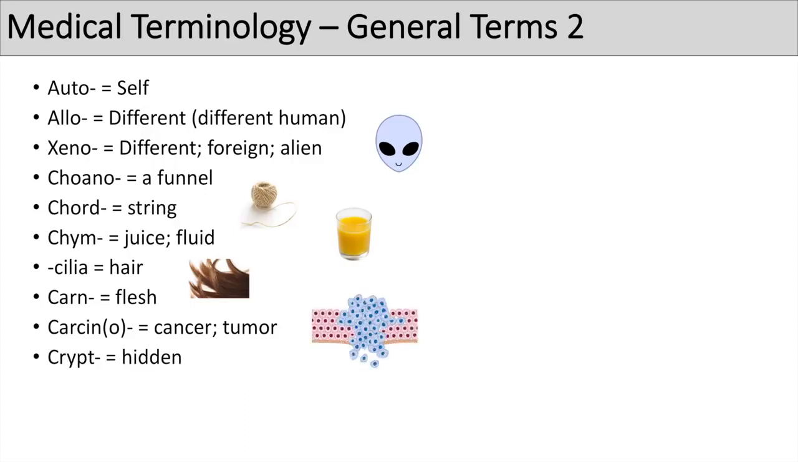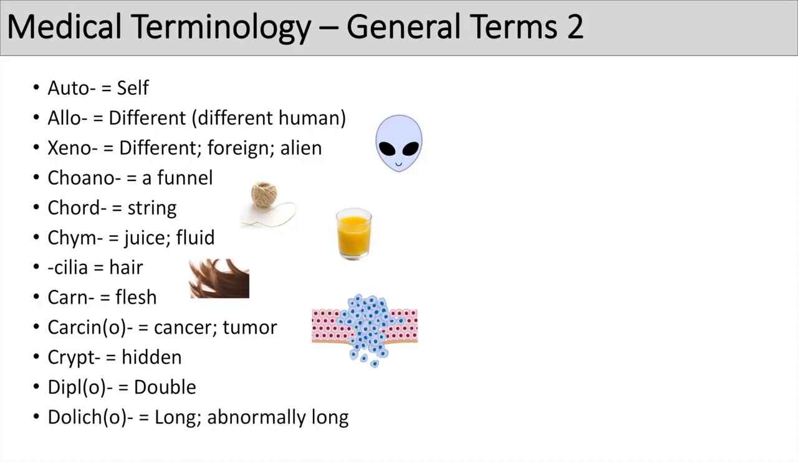The next one is crypt, which means hidden. So you might have heard of cryptorchidism. The next one is diplo. This means double. And another prefix is dolicho. This means long or abnormally long. So you might have heard of dolichocolon. This means a very long colon, or an abnormally long colon.